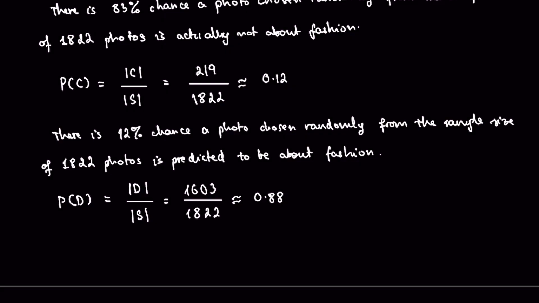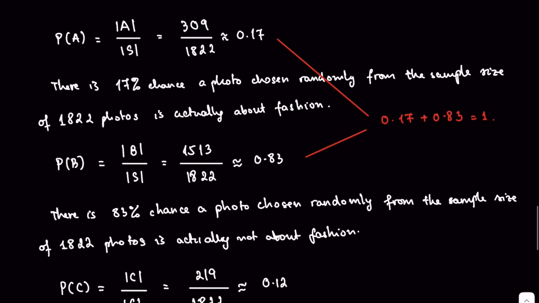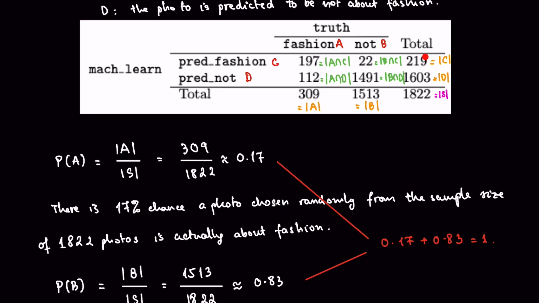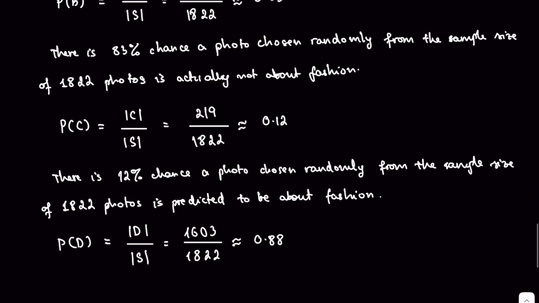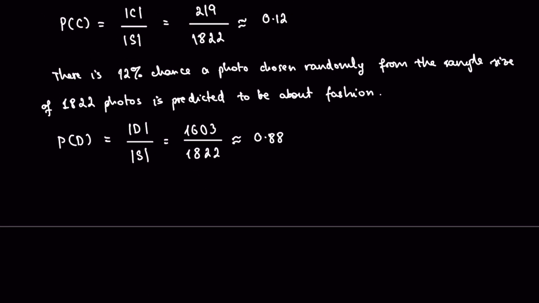Similar to the last two calculations, these two values have to add up to 1, because the total number of photos predicted to be about fashions and the total number of photos predicted not to be about fashions add up to the sample size. So in this case, you can draw the conclusion that there is an 88% chance of a photo being predicted to be not about fashions.